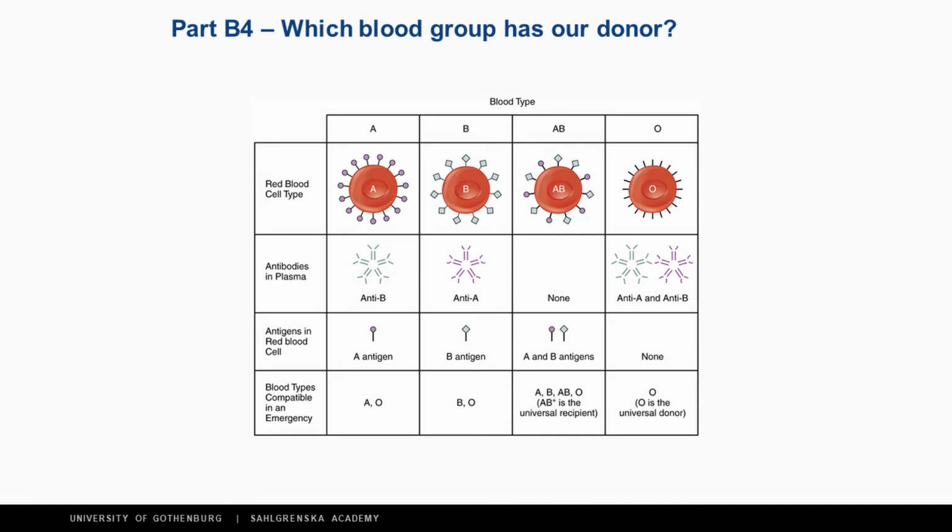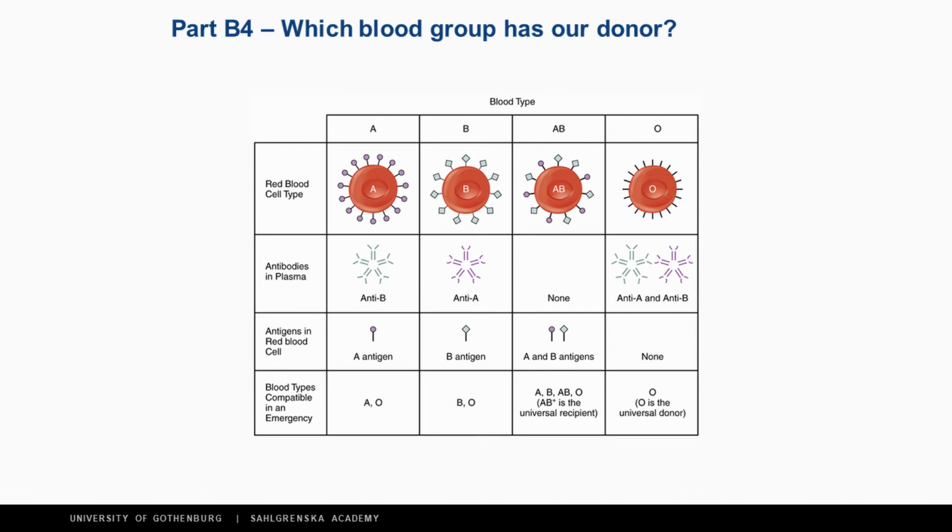So a person with type A blood has the antigen A on their cells, but has the anti-B antibody in their blood plasma. That means that people with type A blood cannot receive blood cells that have the B antigen on it, because their anti-B antibodies would react to it. The reverse is true for type B.